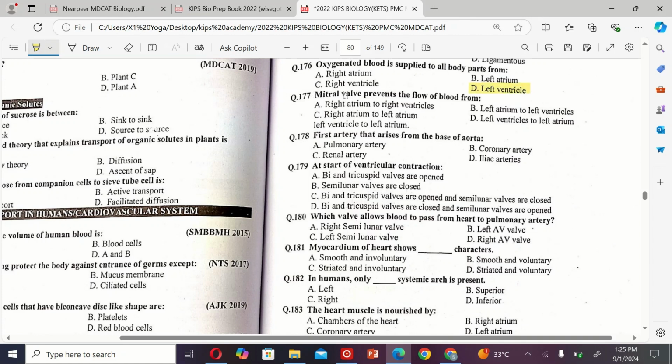The next MCQ is: the mitral valve prevents the flow of blood from A. Right atrium to right ventricle, B. Left atrium to left ventricle, C. Right atrium to left atrium, and D. Left ventricle to left atrium. So the correct option is D.